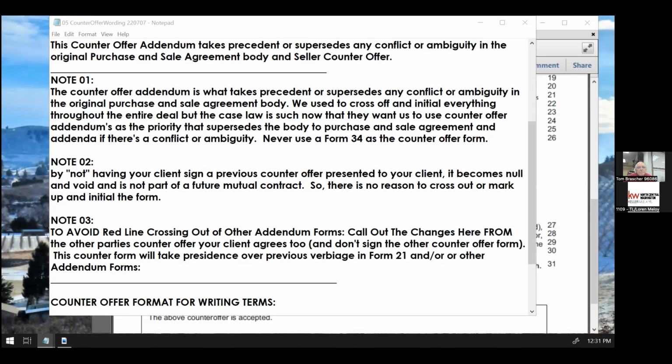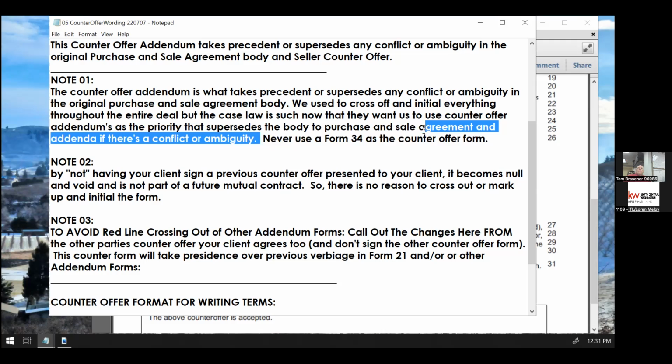They wanted to make sure this supersedes it. And I said, well, I'll tell you what I'll do. I'll mark through it. I'll say, see form 46 or 36. You can do that. It isn't necessary, but anything that helps to clarify it. Now, the very last sentence in that first one is never use a form 34 as the counter offer.